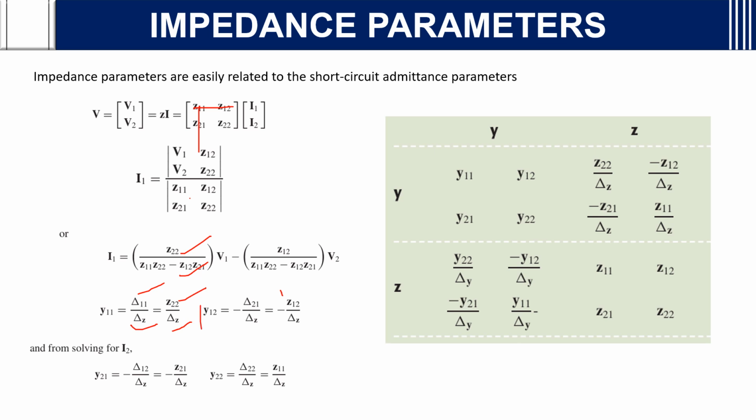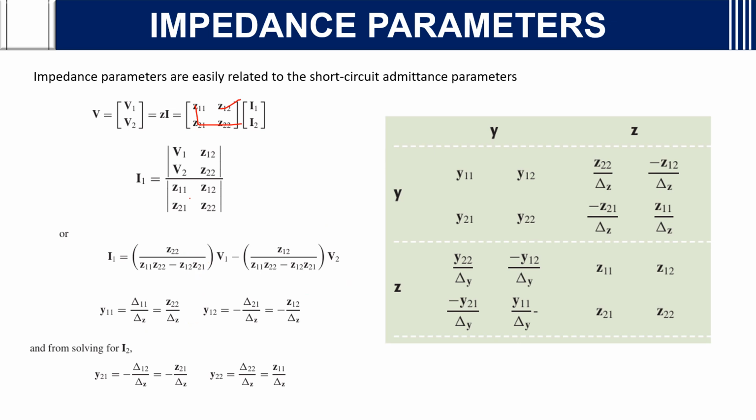Then you can see Y12. Y12 is what? Z12 by delta Z. Z12 by delta Z is nothing but delta 21. Z12 is what? In this, Z12 is this. So we are eliminating second row and first column. So you will get minus delta 21 by delta Z, that is equals to minus Z12 by delta Z. You need to remember these equations.